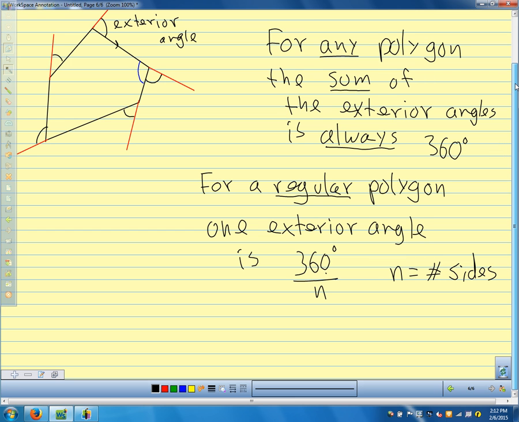All right, questions there? The nice thing about exterior angles, it doesn't matter how many sides the polygon has, all of them together always add to 360. To find one angle for a regular polygon, we just divide by the number of sides. All right, let's look at a couple of examples with this and then we're done.